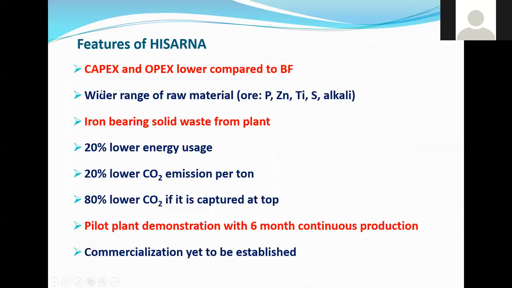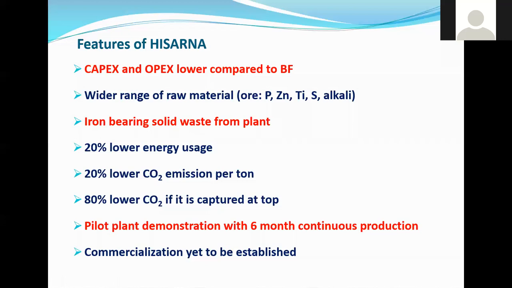So that's why this Hisarna, basically capex, the capital investment and the operating cost are also lower than the blast furnace. Wider range of raw material. You can use any kind of alkali raw material and all these things. Iron bearing solid waste from the plants. 20% lower energy use because your carbon rate decreases significantly, as I said, if you are replacing the post combustion completely in that type of reactor. And 20% lower CO2 emission. If you can capture the CO2 from the top, then 80% lower CO2 emission than that of the blast furnace. And the pilot plant demonstration with 6-month continuous production has been given. And it has also very good potential of coming out as a reactor in the near future.